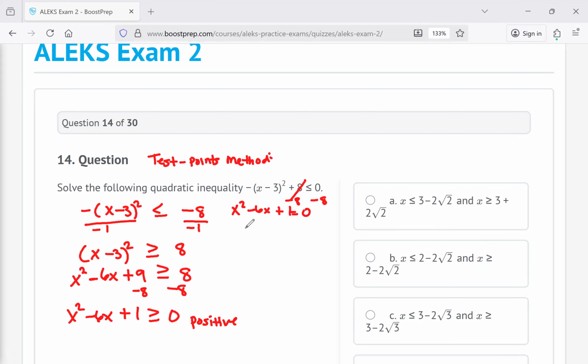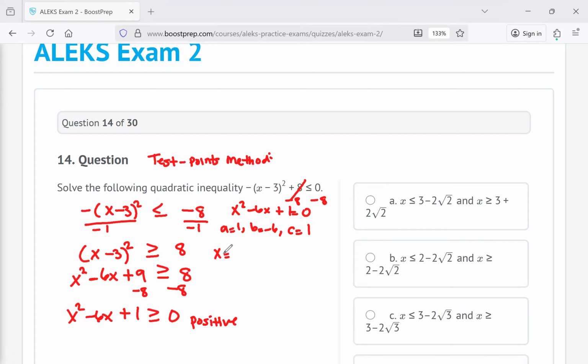And then what I'm going to do is solve for x. So unfortunately, we can't factor this out nicely. It doesn't factor out nicely, right? So how are you going to factor this? I'm going to have to use the quadratic formula. So my a is 1, my b is negative 6, and my c is 1.